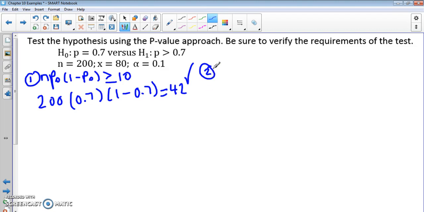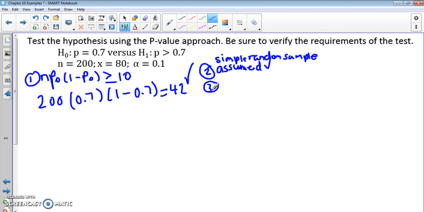And then we need to verify that we have a simple random sample. So we're going to assume that we have a simple random sample. Sometimes it'll state it, sometimes you're just going to assume, or we can assume.